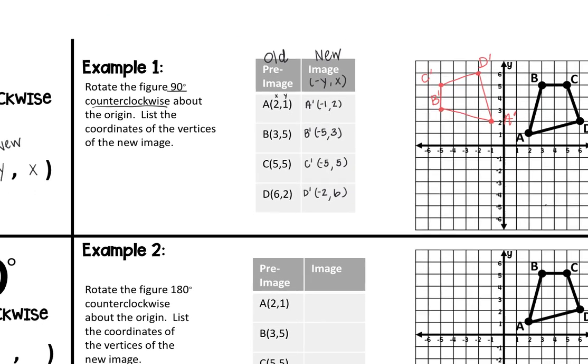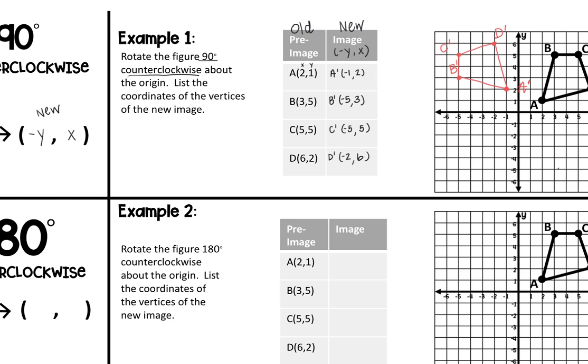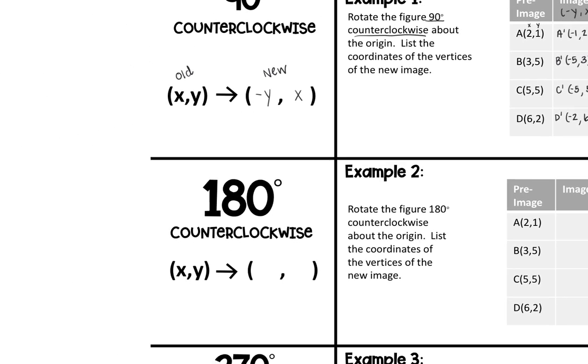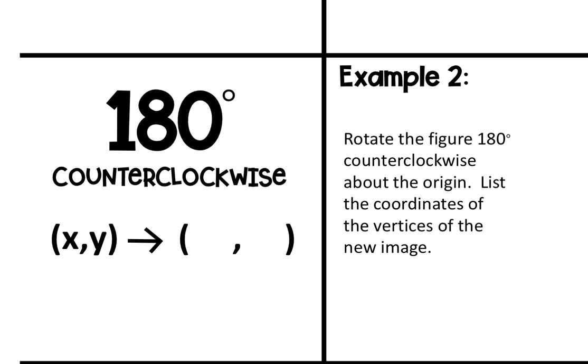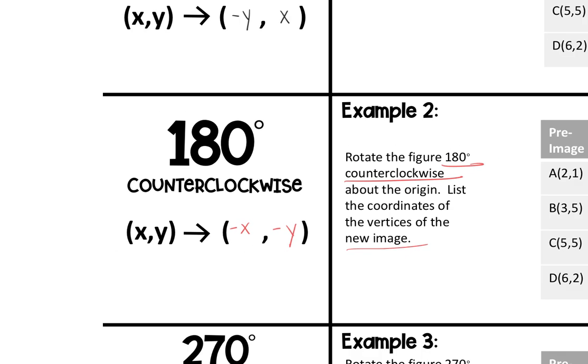All right, this is example 1, a 90-degree rotation. Let's look at example 2, but on the side, I have a 180-degree counterclockwise rule that I need to write. So for the 180 rule, it's negative x, negative y. All right, so I'm going to rotate the figure 180 degrees counterclockwise about the origin. List the coordinates of the vertices of the new image.